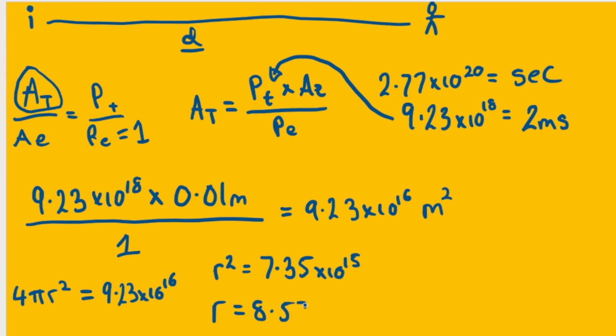8.57 times 10 to the 7 meters. So we can check that by plugging it back in. Let's do 4 pi times 8.57 times 10 to the 7 squared, and that gives us 9.23 times 10 to the 16. So that's the amount of meters.